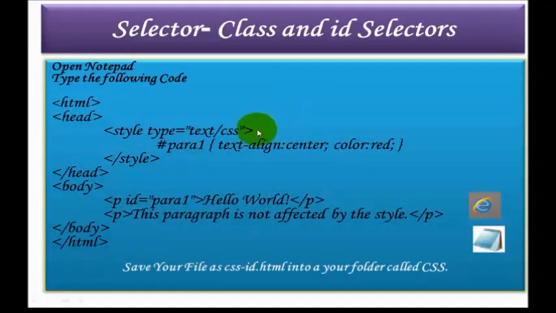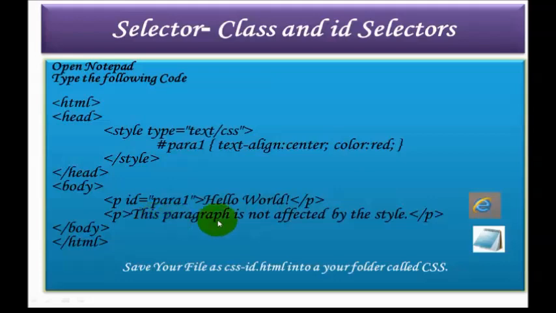So here is an example. Open a notepad and type the following code. HTML and head. Inside the head you want to use a style tag, style type is equal to text/css. Then the ID para1, text-align center, color red, and close the style. I'm going to close the head and open the body. I'm going to use P, that is a paragraph, with ID equal to para1, and the text hello world.